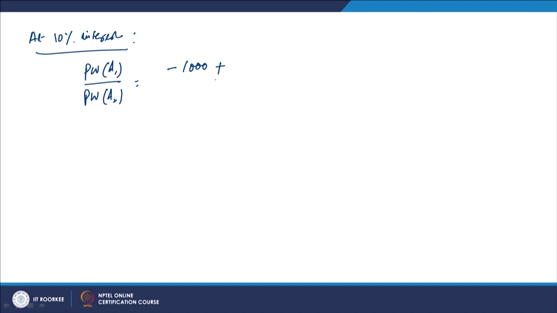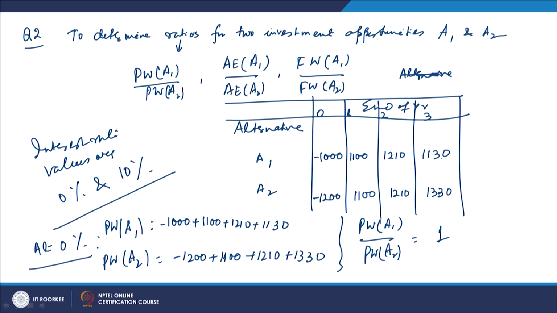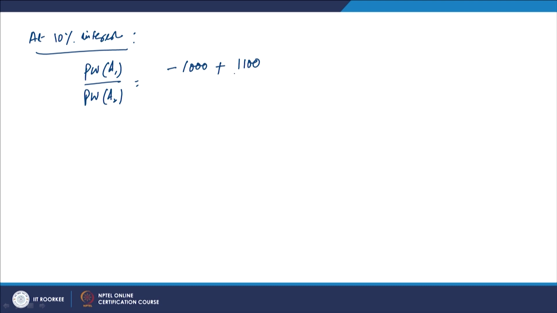Now, if you take the interest rate of 10%, in that case how to find these present worth value ratios. So, at 10% interest, now this ratio PWA1 upon PWA2, this will be basically, in the first case you have minus 1000 plus, in this case you have 1100, 1210 and 1130. So, this 1100, for its present worth we have to divide it by 1 plus i. So, it will be divided by 1.1. Then you have 1210, it will be divided by 1.1 square, and the next is 1130, it will be divided by 1.1 raised to power 3.